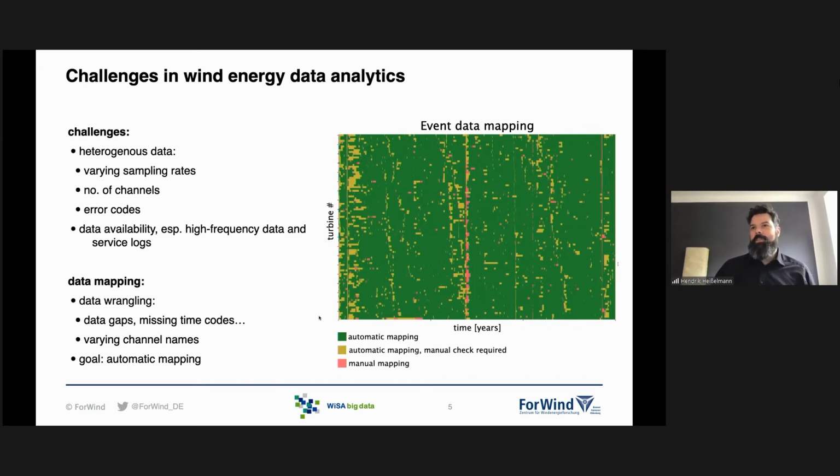And on the right-hand side here, you can see how event data, so these service logs and error codes, are mapped automatically. You can see on the y-axis the turbine number. So it's a couple of turbines, and this is a stretch of a couple of years. You can see that everything that's green has been automatically mapped, and that's working fine. That green part is about 95% of the data. Everything that's yellow is automatically mapped, but there are some questions about it. So you have to manually check most of these things, and that looks like quite a lot now.